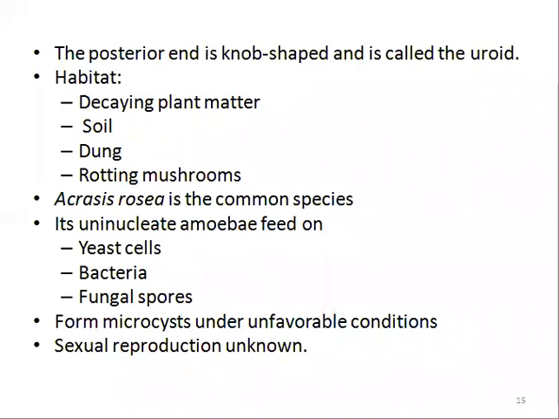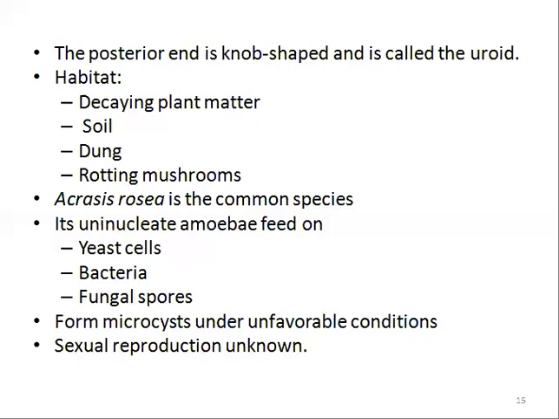These slime molds are common on decaying plant matter, in soil, on dung, that is the animal waste, and on rotting mushrooms as well. But they are rarely recorded because of their small size, but can be observed using a dissecting microscope by taking a soil sample from their habitat. The most readily recognized species is Acrasis rosea, which has orange to pink colored amoebae due to the presence of carotenoid pigments in their body.